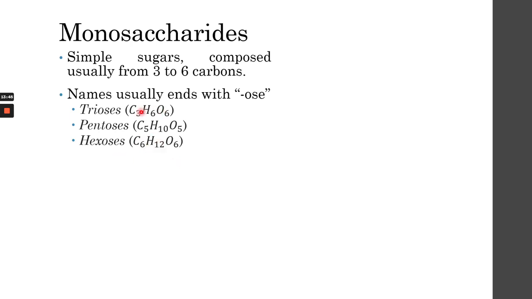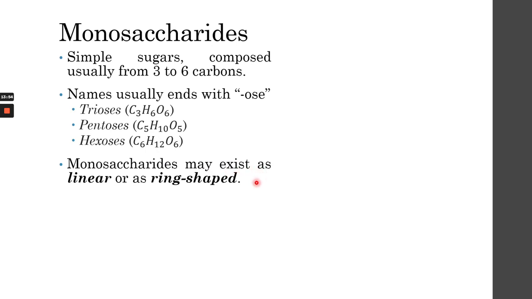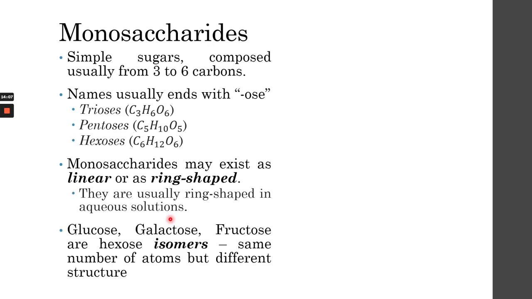Even though you have these numbers right here, it doesn't mean they can only form one structure, because monosaccharides may exist as linear or ring shape. This C6H12O6 can be formed as a linear or it can be a ring shape, and they're usually ring shape in aqueous solution. Moreover, there are various types of hexoses. Glucose is a type of hexose, same thing as galactose and fructose. All of these have C6H12O6, so they have 6 carbon atoms in them, but the difference is that they have different structures.